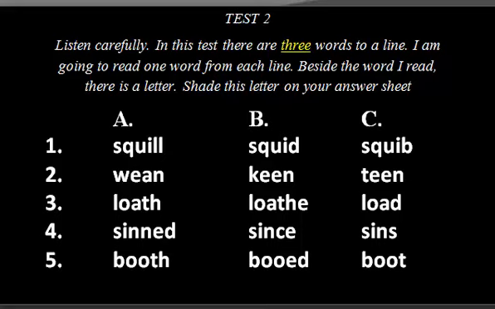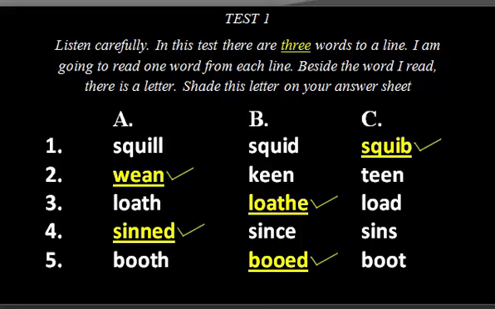Okay, so let's take a look at the answers. These are the answers. For example 1, the word I read was squib, S-Q-U-I-B. Now this is the correct answer because out of the 3 options provided, it was the only word that ended with a B sound. As you can remember, the first word in this cluster was S-Q-U-I-L-L, squirrel. Therefore, there was an L.